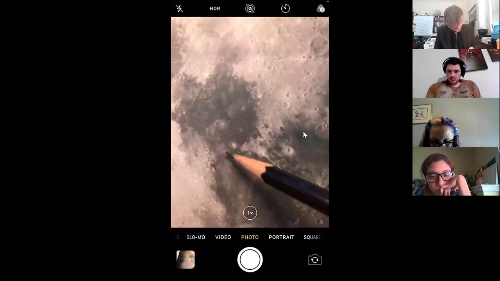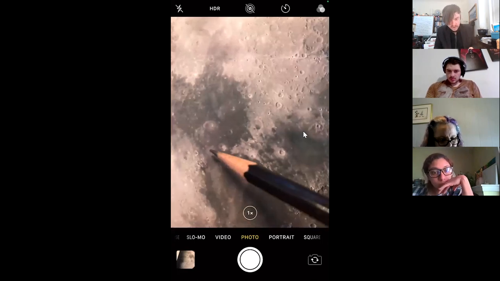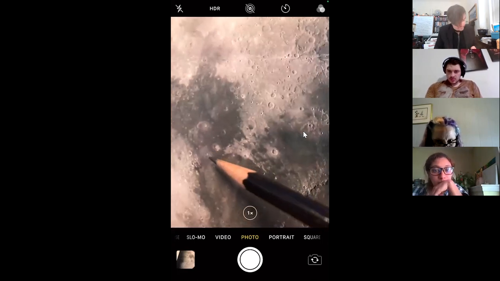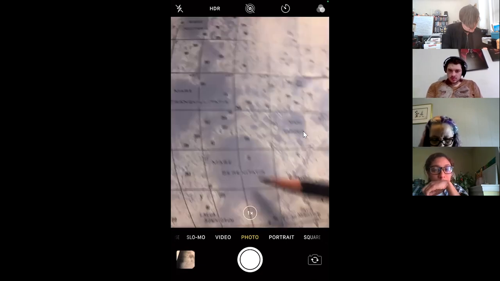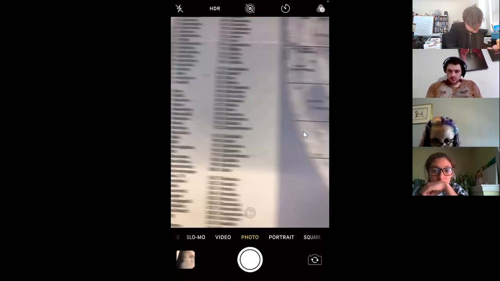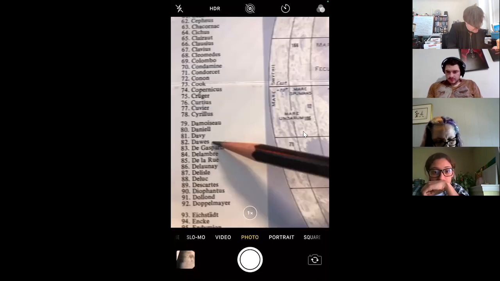Look at this little dude. Can you guys see that stuff, that material around it? Mm-hmm. Let's see if we find that little dude. Mare Serenitatis, it looks like 82. 82 is Dawes.